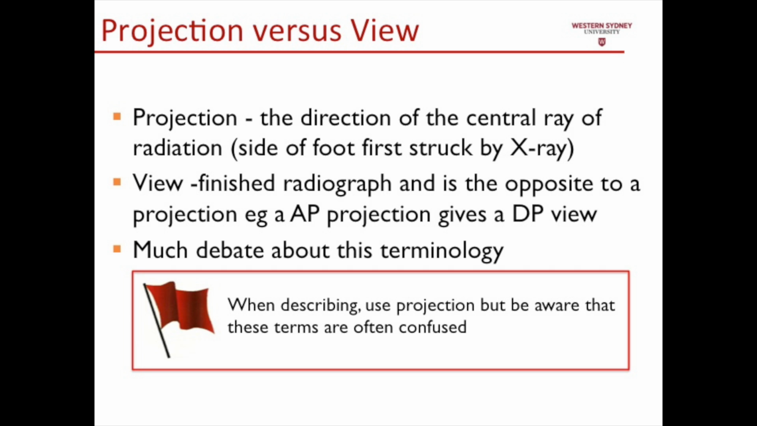In the foot, for example, the anterior-posterior projection will pass from the top or anterior surface of the foot and will exit from the bottom, the plantar aspect. This means our X-ray source would be above the foot and the imaging receptor, so the radiographic film, would be placed underneath the foot. The X-ray beam would first hit the top, the dorsum of the foot, and would exit from the plantar surface. The anterior-posterior projection would give us a dorsal plantar view.